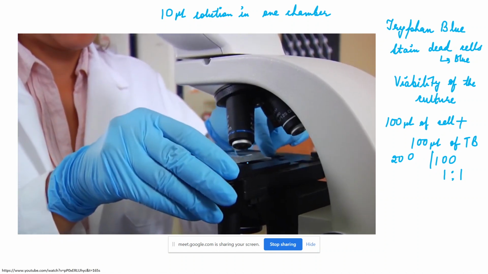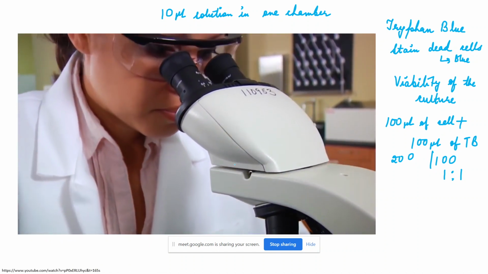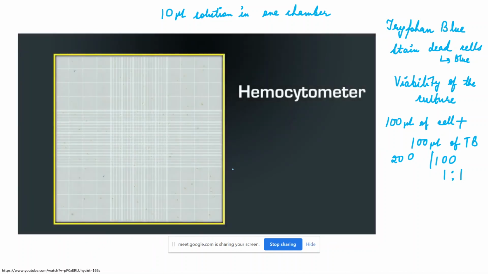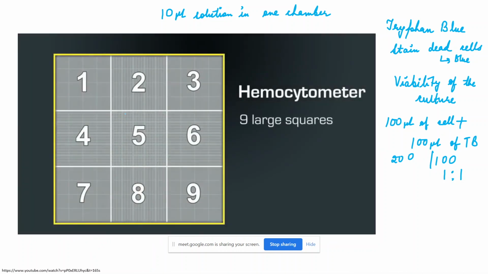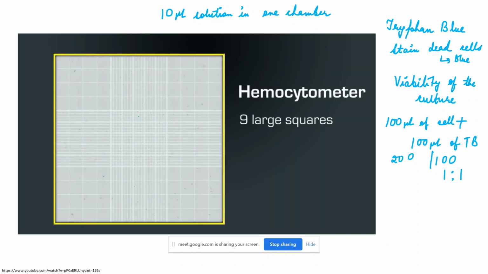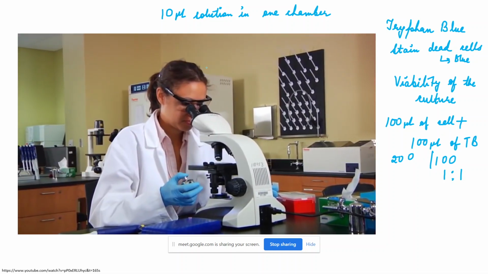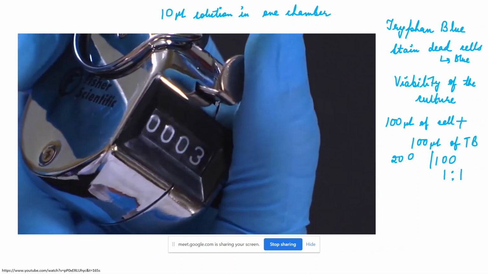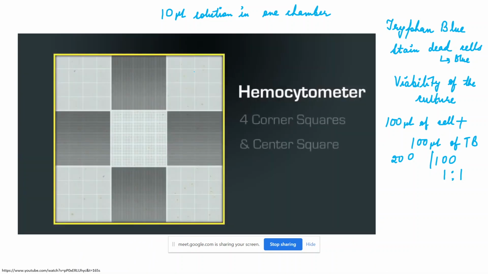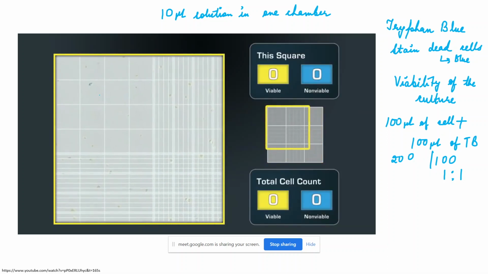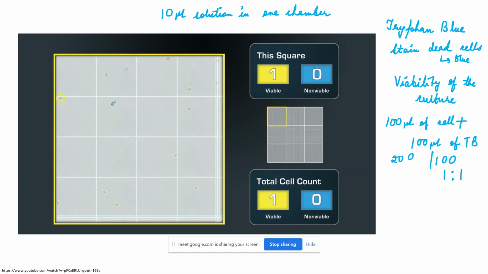Now if you look under the microscope, this is how a hemocytometer grid looks like. As I told you earlier, there are 9 large squares. Now since we added 10 microliter solution in one chamber, that means we have 10 to the power minus 4 ml of solution. So for counting, we use the 4 corner squares plus 1 center square. So here this square, this one, this, and this.